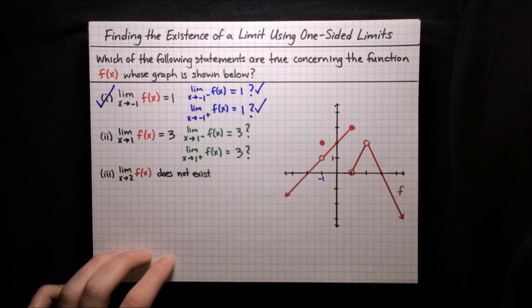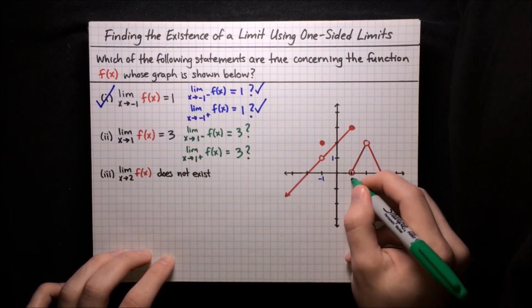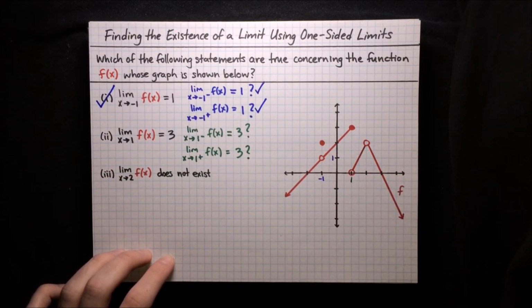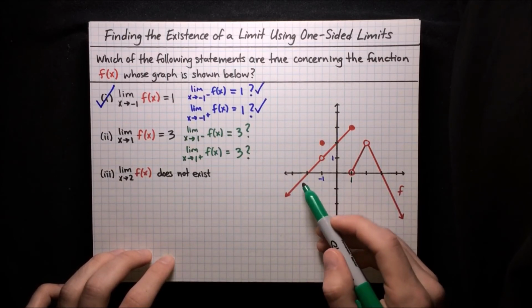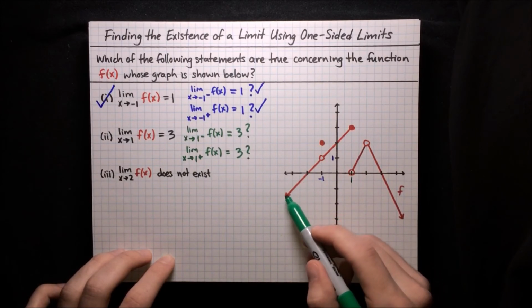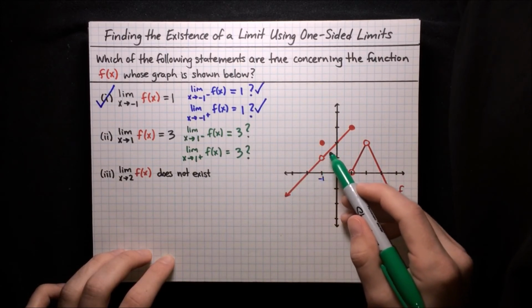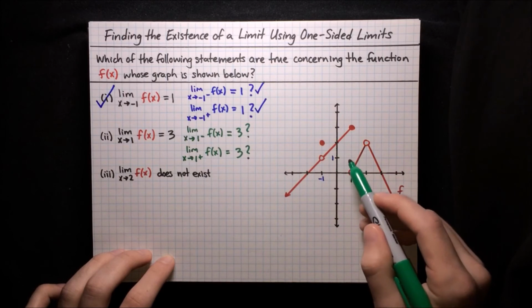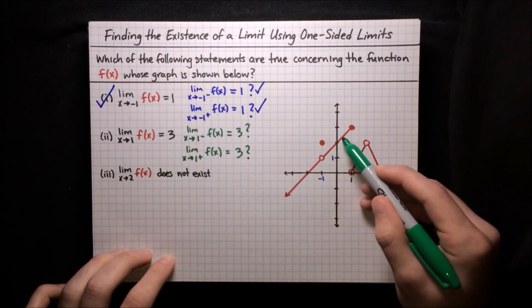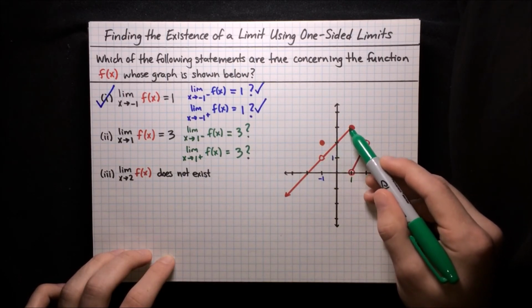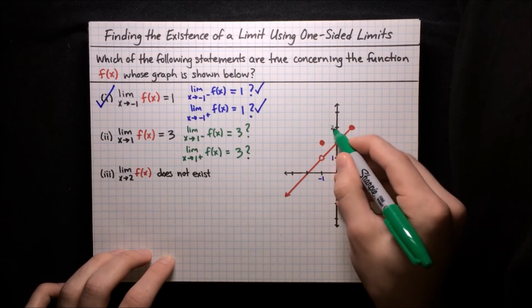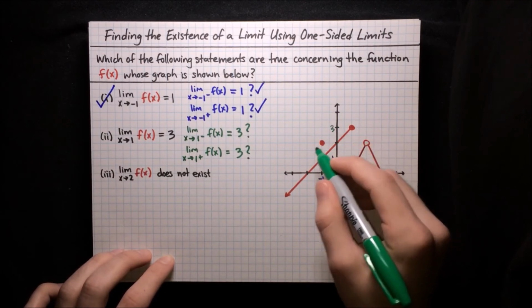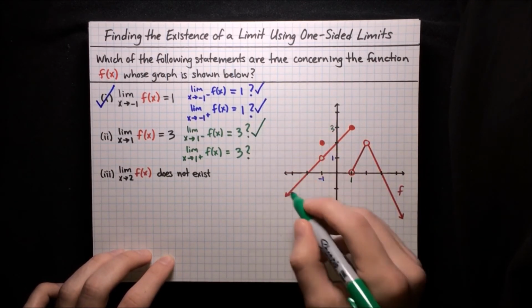Okay, so where is 1 on the graph for x? Well, 1 is right over here. And as x approaches 1 from the left side, what is happening? Well, the function is on this branch. It's traveling up, up, up, up, up. As x approaches 1 here, the function is still traveling up, up, up. It's approaching this point over here. And that point has a y-coordinate of 3. So yes, the limit from the left is indeed 3.